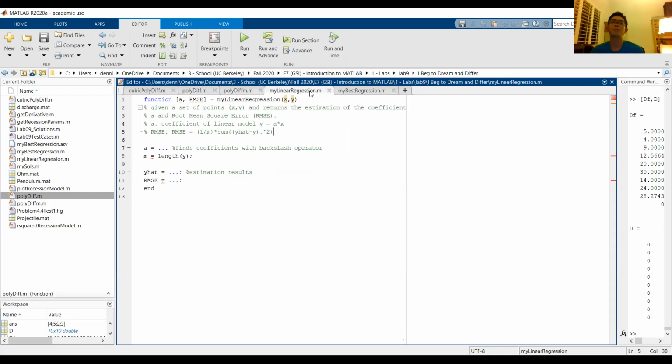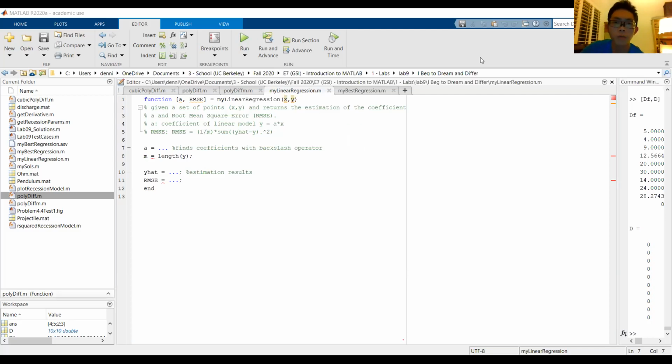All right, linear regression. Coefficients with a backslash operator. Okay, we're given an x, we're given a y. How are we going to do this, I wonder? Well, we have a linear model over here. So we're trying to find what A is.